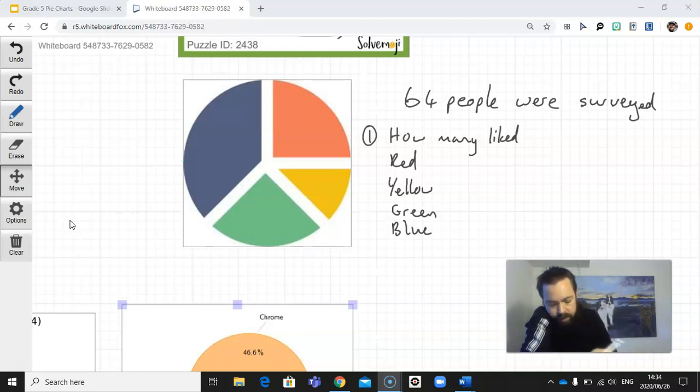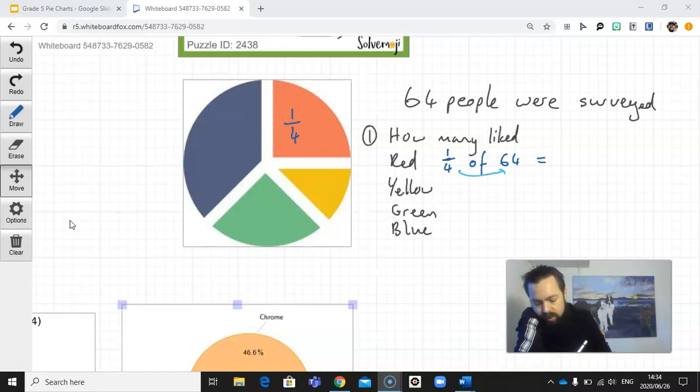All right, so we can see that the red is a quarter of the whole amount. So in fact, what we're doing is an 'of' sum, which we learned how to do. So a quarter of the 64 that we surveyed. Just a reminder of 'of' sums, if you can't remember them, we ask ourselves, how many times does 4 go into 64? If you can't do that in your head, we're going to work that out on the left-hand side.